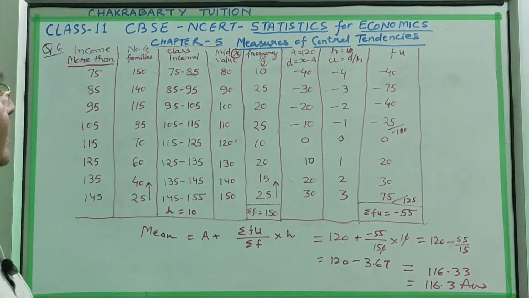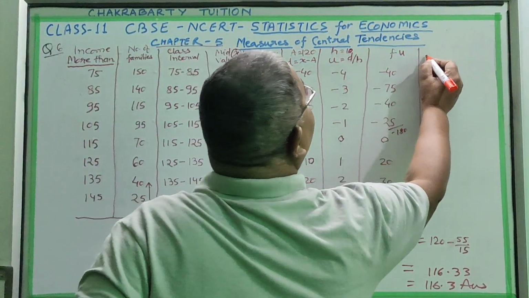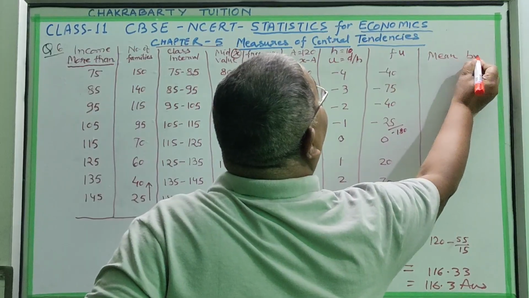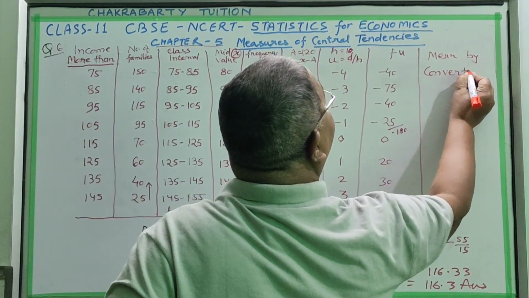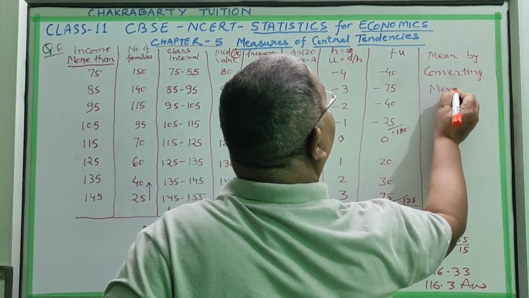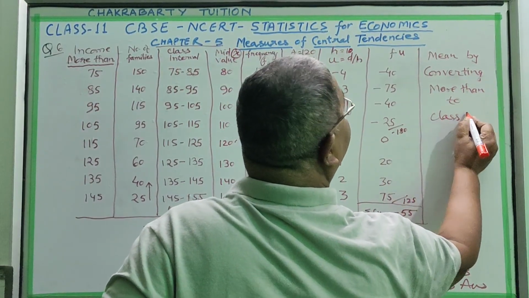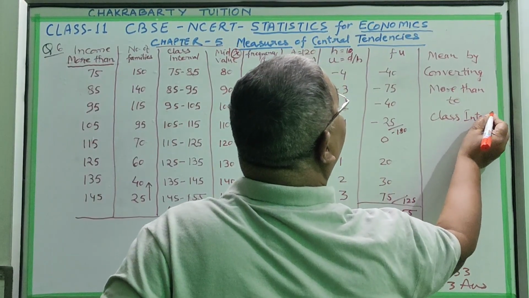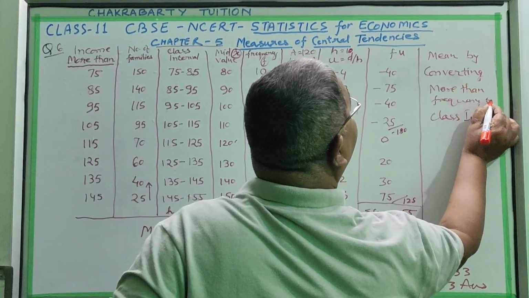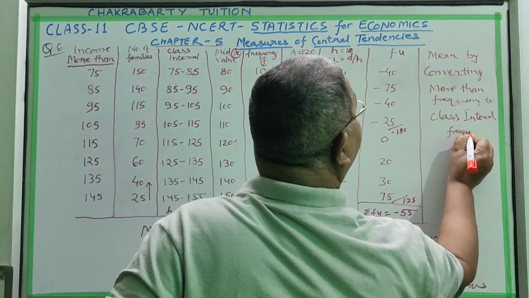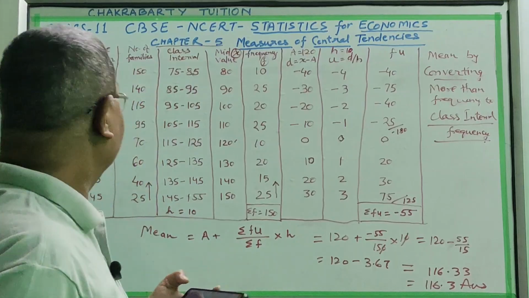Okay. So in this way question 6 is over. Here we have calculated the mean by converting the more than class intervals to class interval frequencies. So basically we have converted. Now question number 7 we will do.